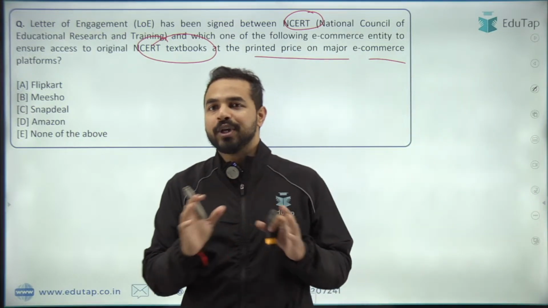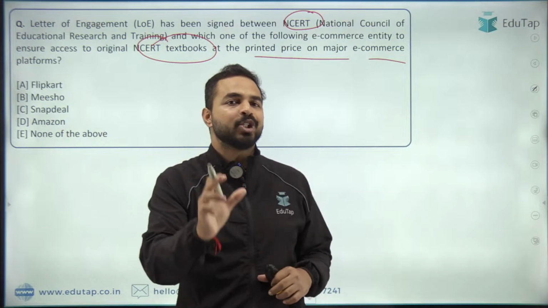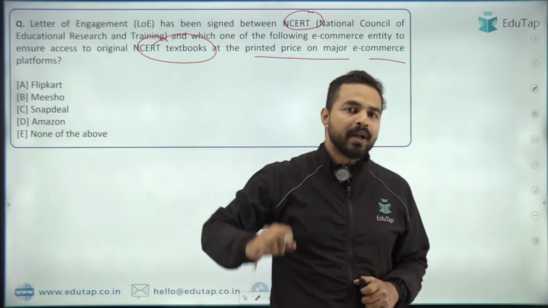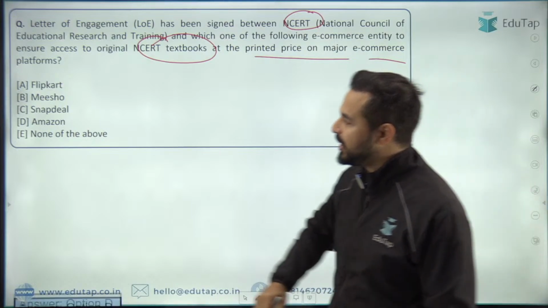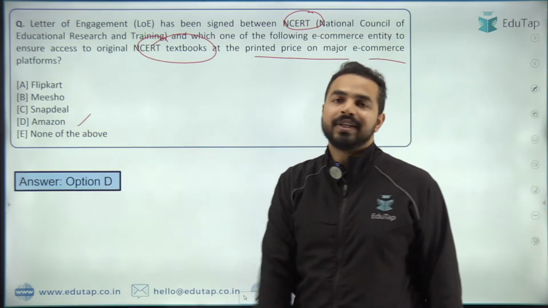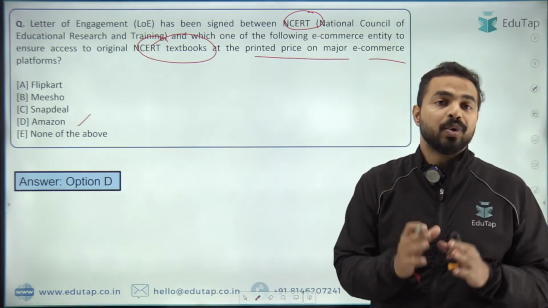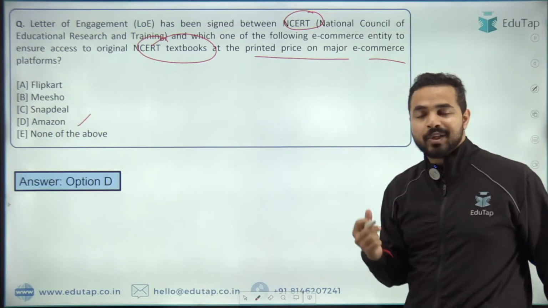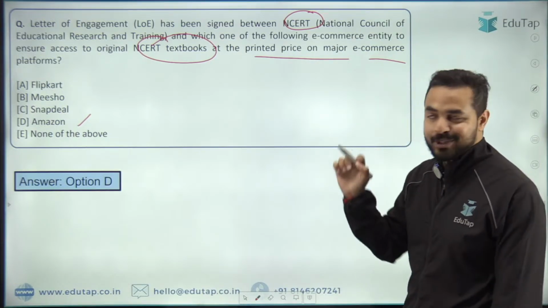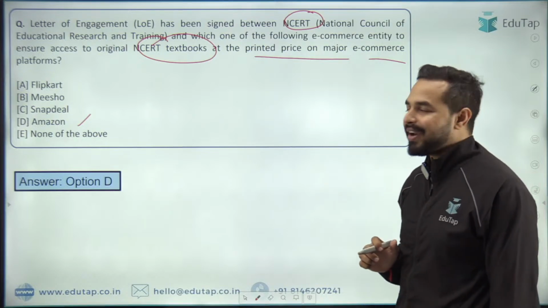So this is a हलवा question for all of you and I believe कि आप सभी इस question को बहुत easily answer कर पाएंगे. तो quickly tell me the right answer here. So what is the right answer? Absolutely option D, that is Amazon. So Amazon Sellers Private Limited के साथ इस MOU को साइन किया है NCERT ने, so that we can definitely increase the accessibility to original NCERT textbooks at the printed prices. So this is the right answer.